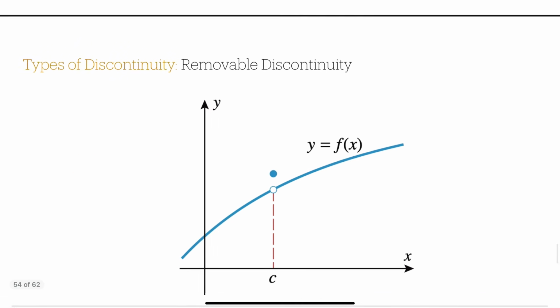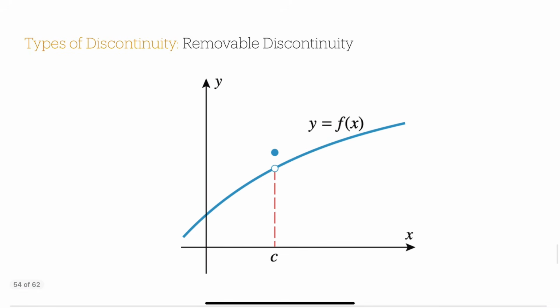And then we have the third type of discontinuity, which is the removable discontinuity. Here we can see that the function is defined at x equals c, and that the limit of f of x as x approaches c exists, but these two values are not equal. It exists, there is a value here, but they are not equal. Therefore, the third condition is not satisfied. Again, this discontinuity is called the removable discontinuity.